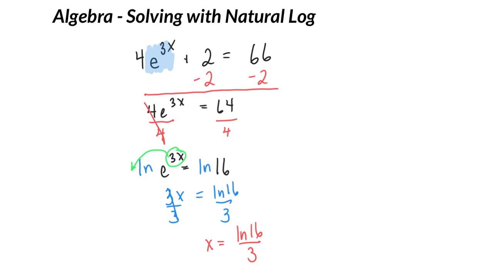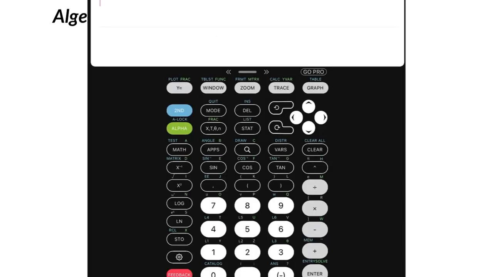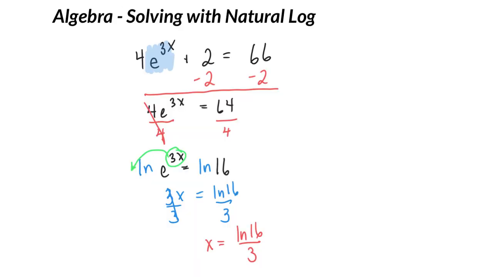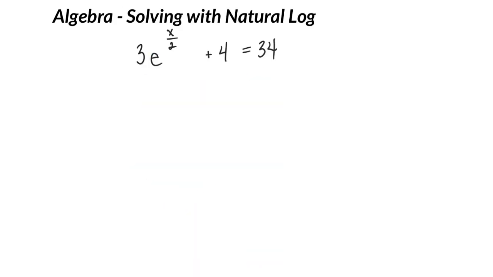Let's type this in. All right, so we're going to write the natural log of 16, and you really want to then get out of those parentheses because it was the whole thing divided by 3. There it is, 0.924. All right, let's do one more example. Okay, I have 3 times e to the x over 2 plus 4 equals 34.